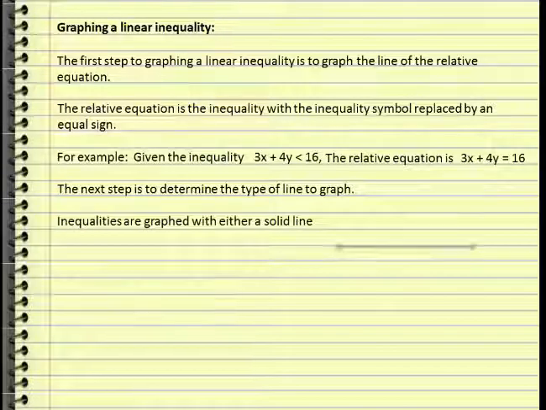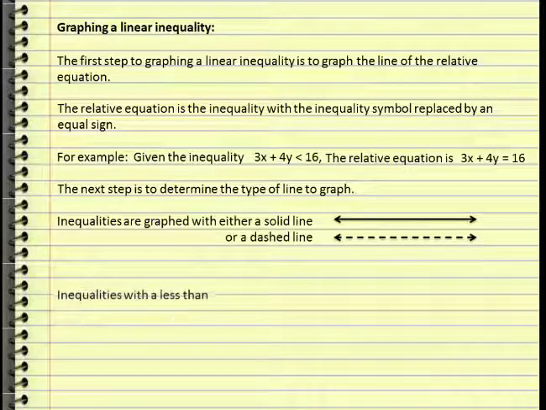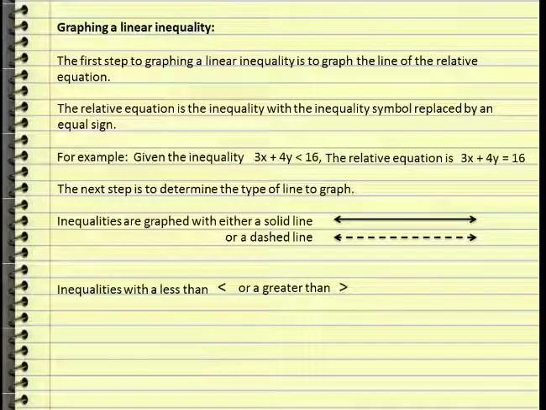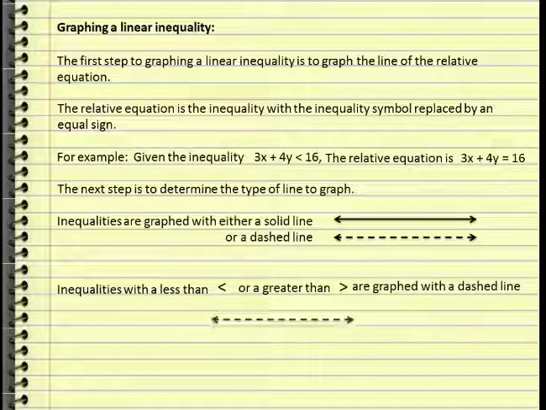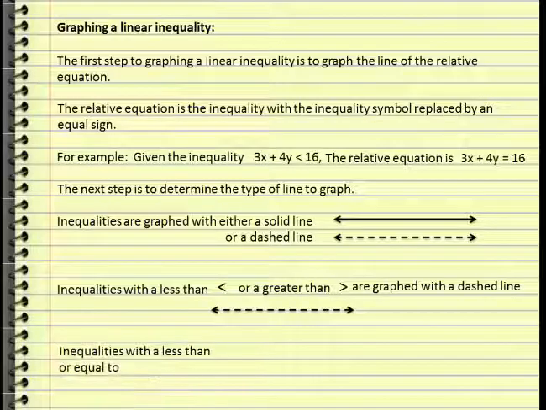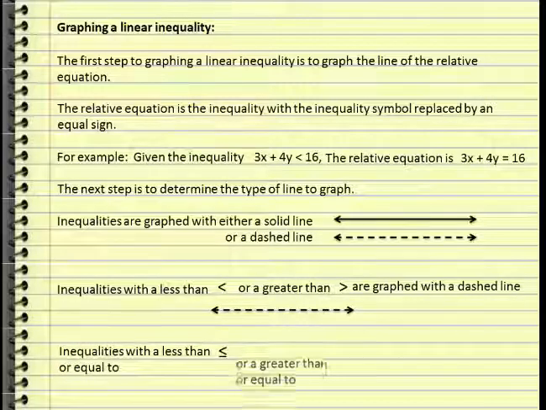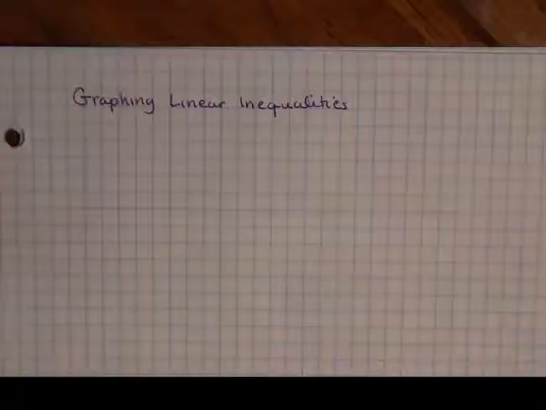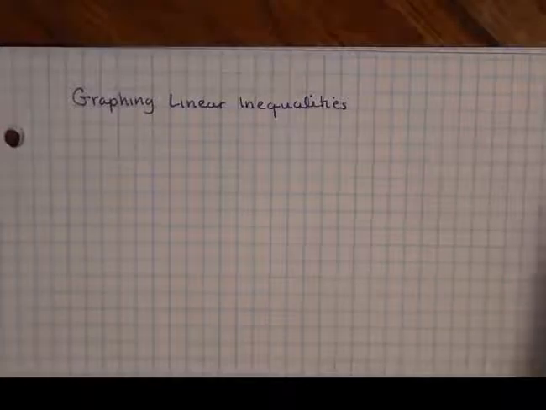Inequalities are graphed with a solid line or a dashed line. If you have a less than or a greater than only, you graph with a dashed line. If you have a less than or equal to or a greater than or equal to, then you graph with a solid line. Now that we've talked about the qualifications of linear inequalities, we'll actually go and graph some.